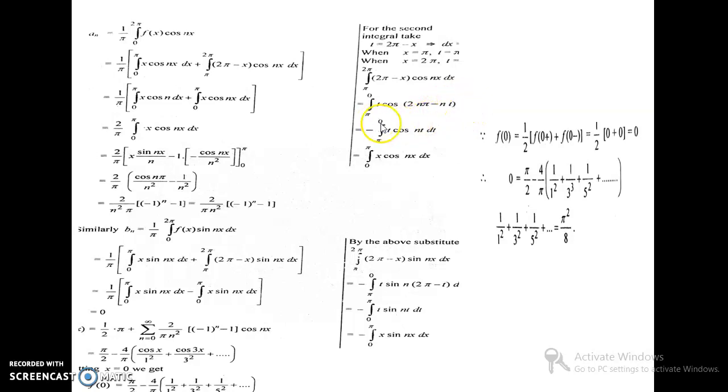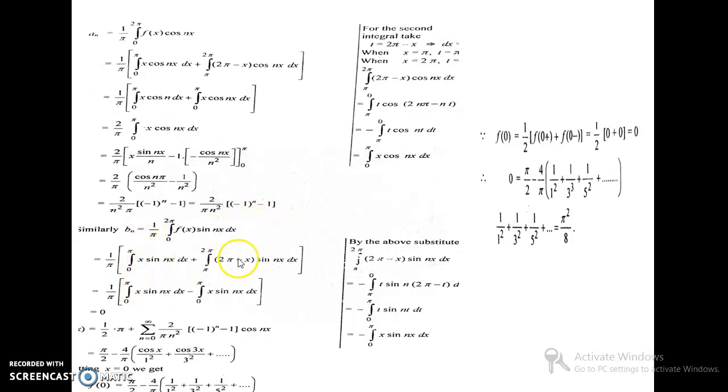The integrand becomes (2 pi minus t) cos(2n pi minus nt) and minus of dt. That negative sign is taken outside, and limit is pi to 0. Cos(2n pi minus nt) becomes cos nt, as cos(2 pi minus theta) is cos theta. Then change the limit from pi to 0 to 0 to pi. Negative sign comes outside, negative becomes positive. So the second integral changes to this one. As two integrals are same, just combine these two integrals and solve the integration. Answer is equal to 2 upon pi n square into (minus 1 raised to the power n minus 1).